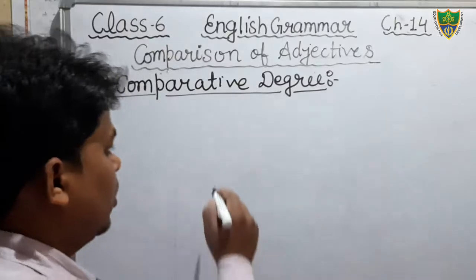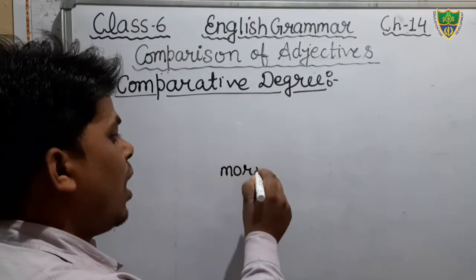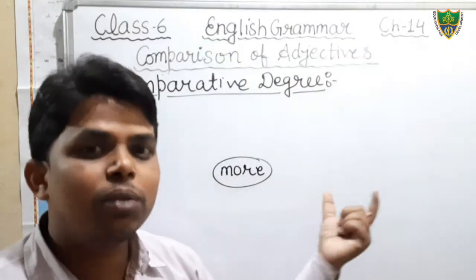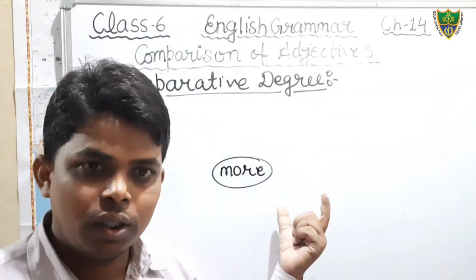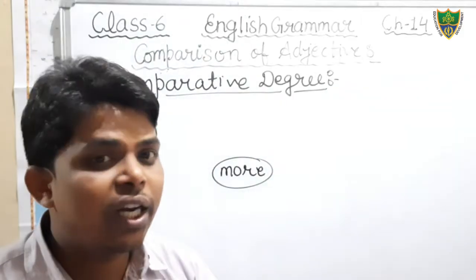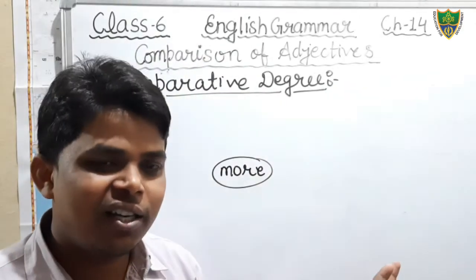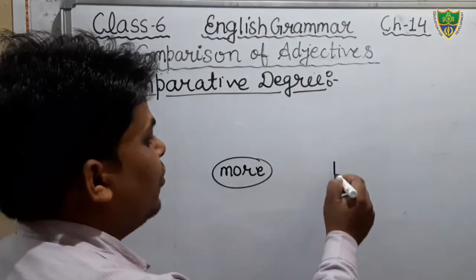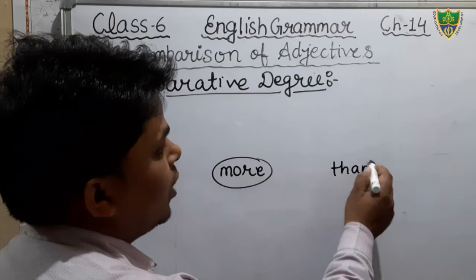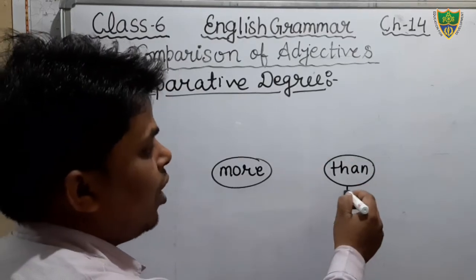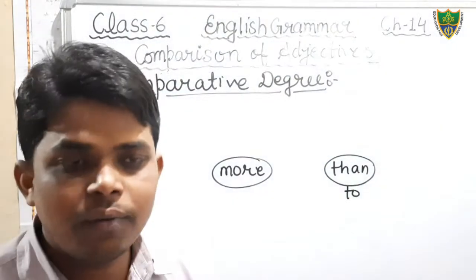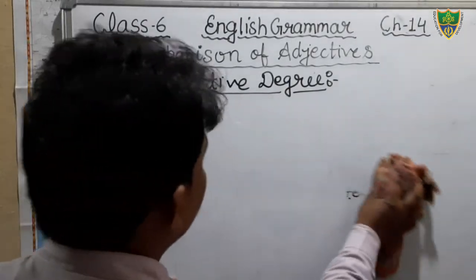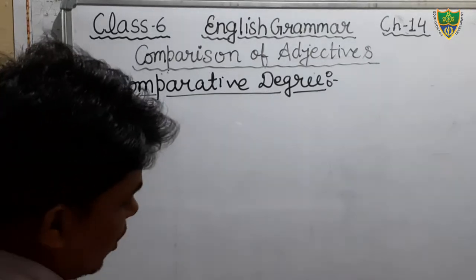As well as sometimes we use more. Sometimes we do not add ER, we use the word more just before the adjective. For example, beautiful, we cannot say beautifuler, we can say more beautiful. And after that we also use the word than or to for making comparison. So students, first of all we will write about what is comparative degree.